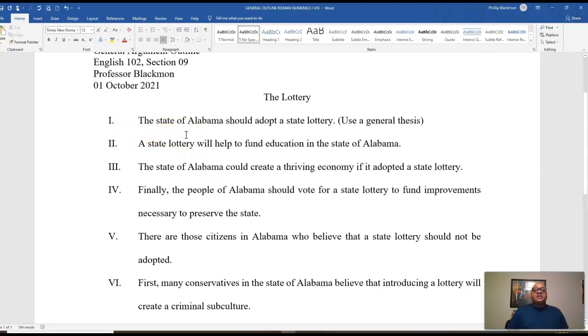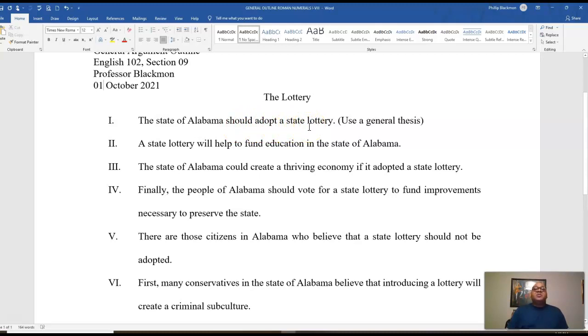Roman numeral number 1 on this outline is going to be your thesis statement. Your thesis statement only states your position on the issue, whether you are for something or whether you are against it. Look at Roman numeral number 1. The state of Alabama should adopt a state lottery. That is simply my position on the issue.